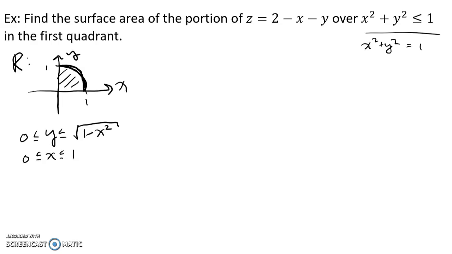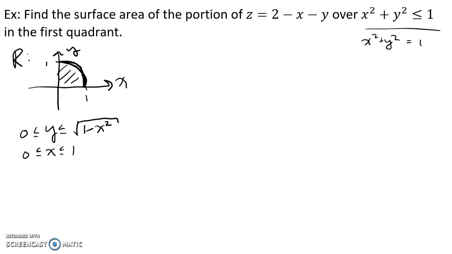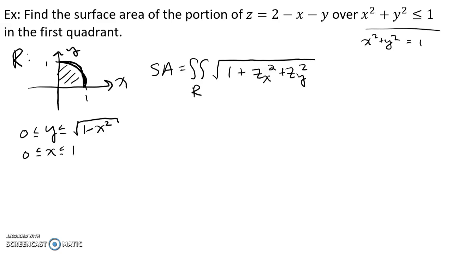So to remember our surface area formula, surface area was that double integral over R of the square root of 1 plus z sub x squared plus z sub y squared, and then we're going to do that with respect to area. So let's actually set that integral up. Our x bounds, our outer bounds, would go from 0 to 1. Our y bounds go from 0 to square root 1 minus x squared.